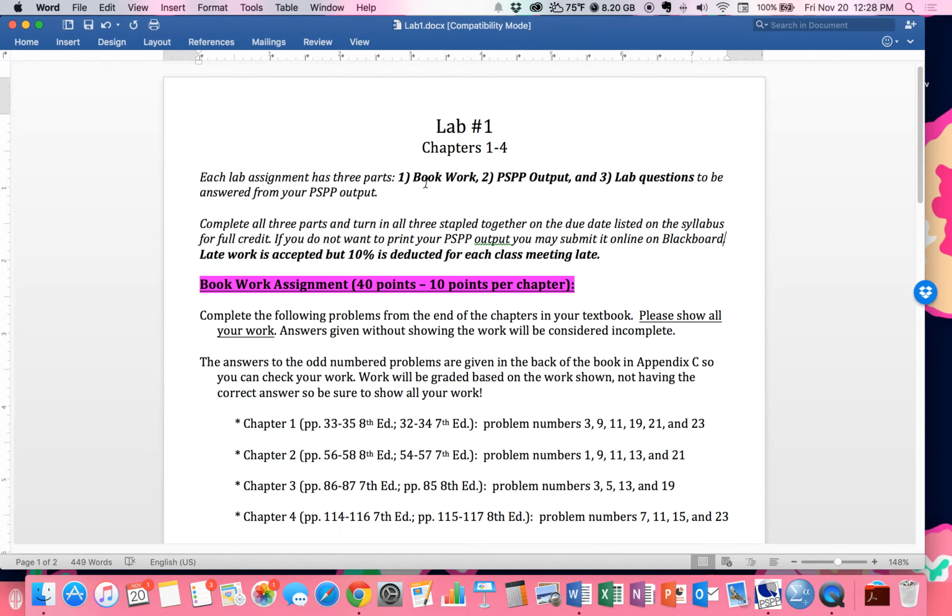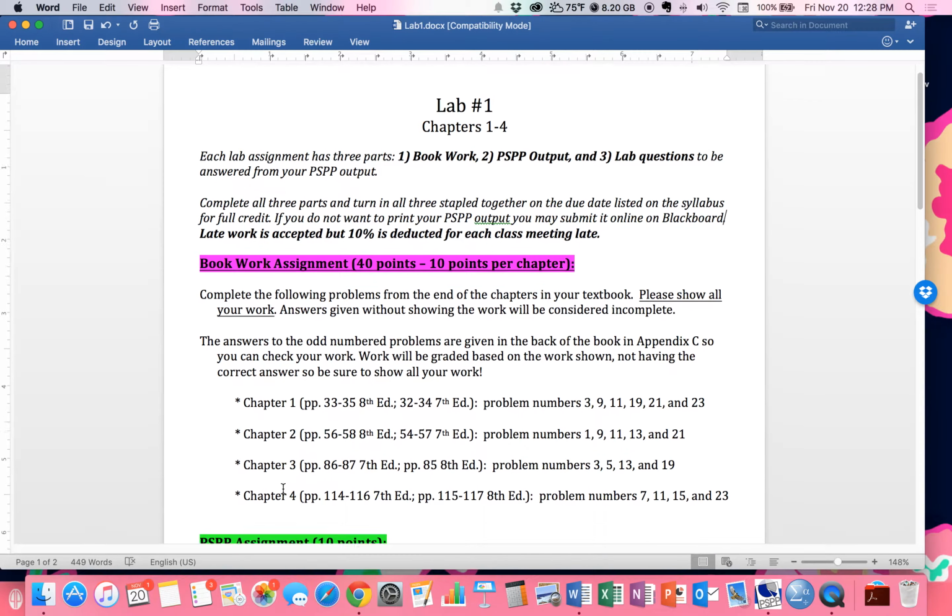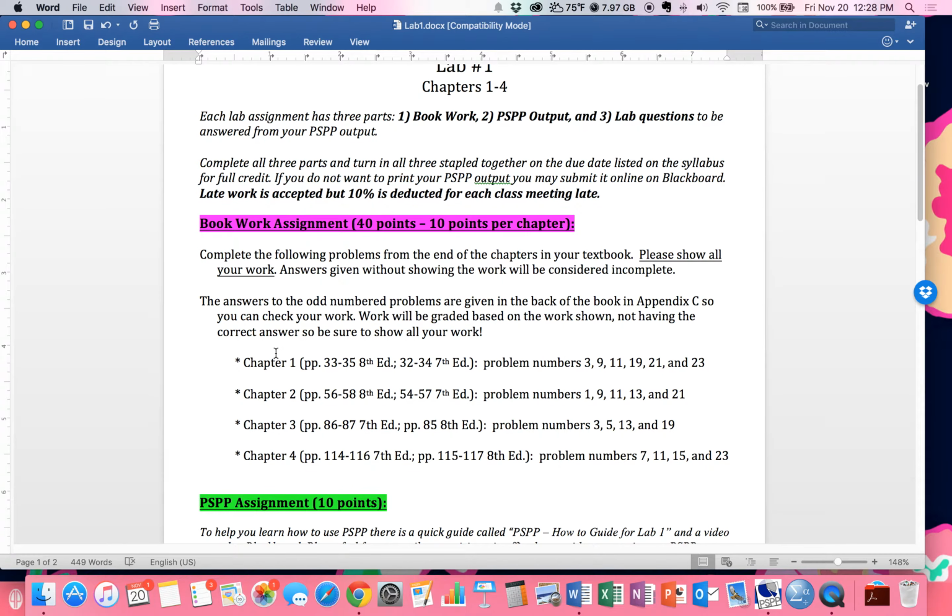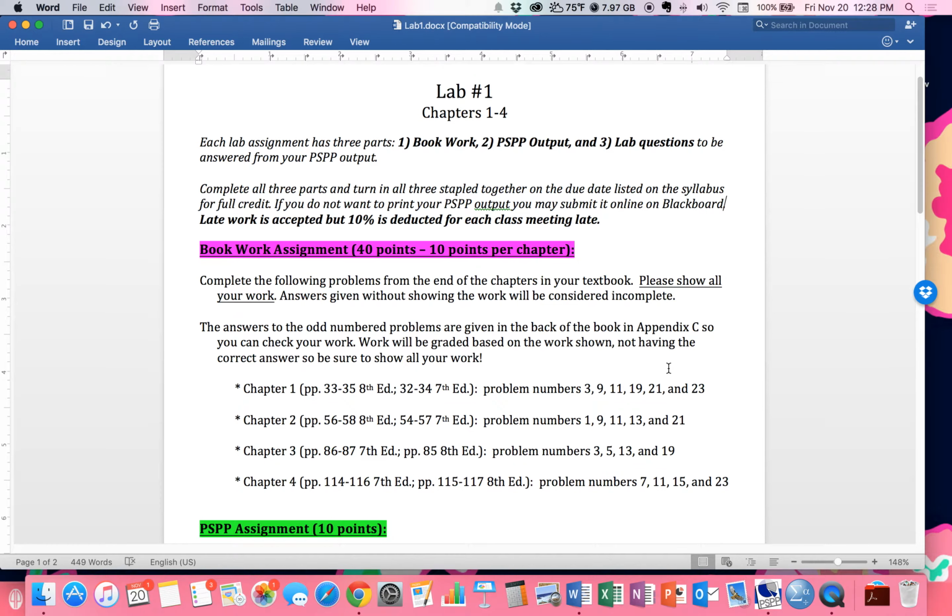So you are going to do bookwork. I've listed here at the very beginning the chapters, the pages, and the problem numbers that you'll do for your bookwork. For the first lab assignment you have problems from every single chapter, chapters 1, 2, 3, 4. Now I would not wait, and I would be working on these as we learn about them in class. It'll be much easier that way.